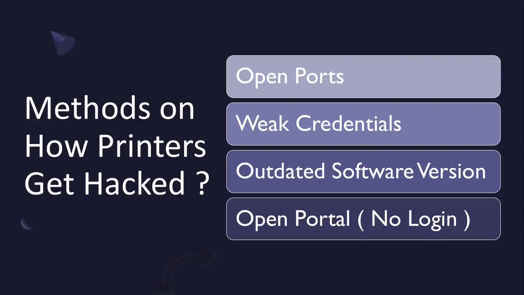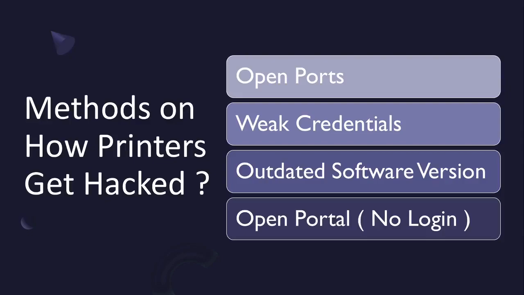And weak credentials. What I mean by weak credentials: let's say you have the printer's IP address and you want to access it through the web, just go to it and you'll be prompted with a login page. You can just try any weak credentials, such as admin as the username and admin as the password. And let's say you have a certain type of printer. You can just search the printer's name along with weak credentials or default credentials, and you can easily access it.